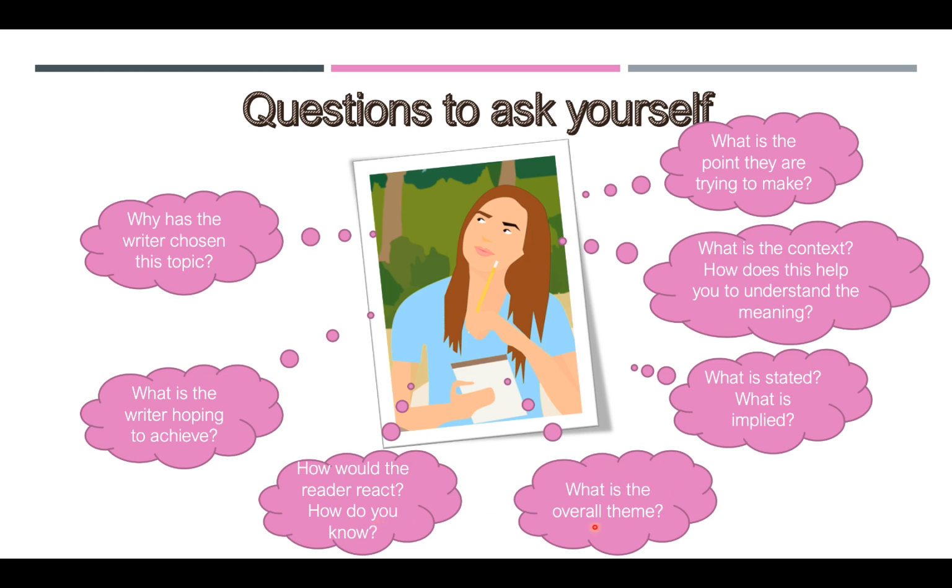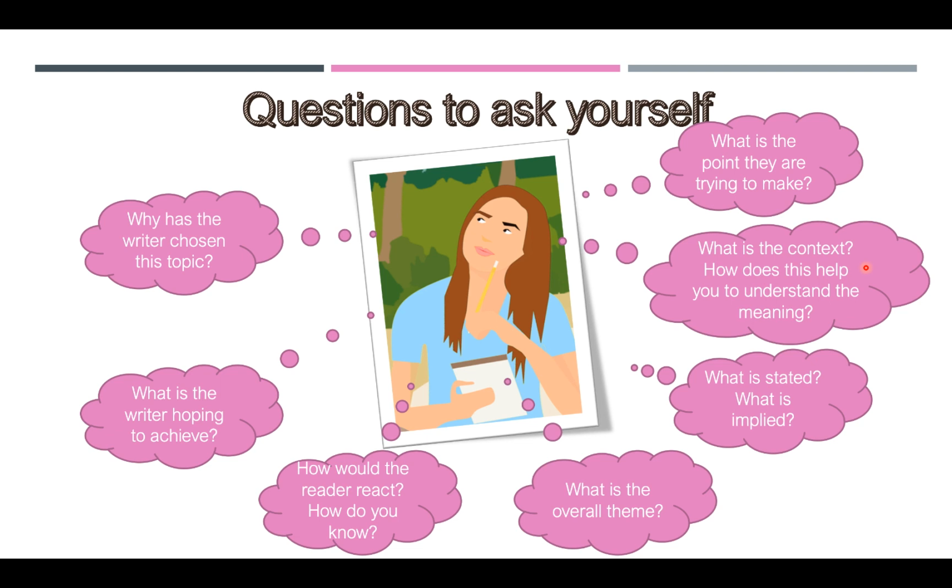What is the overall theme, and how is this achieved? What is stated, so what's obviously stated for you, but also what's implied. So you've got denotations, but you've also got connotations. So think about what's suggested as well. What is the context, and how does this help you to understand the meaning?